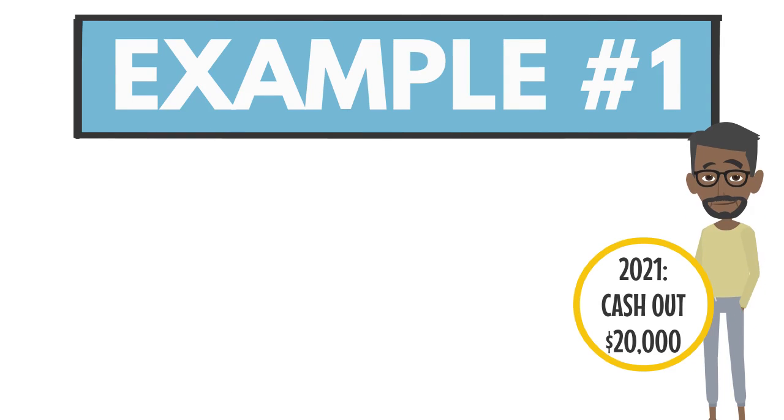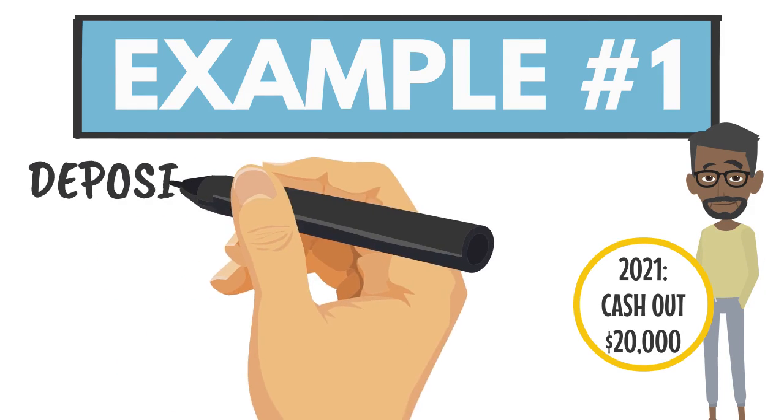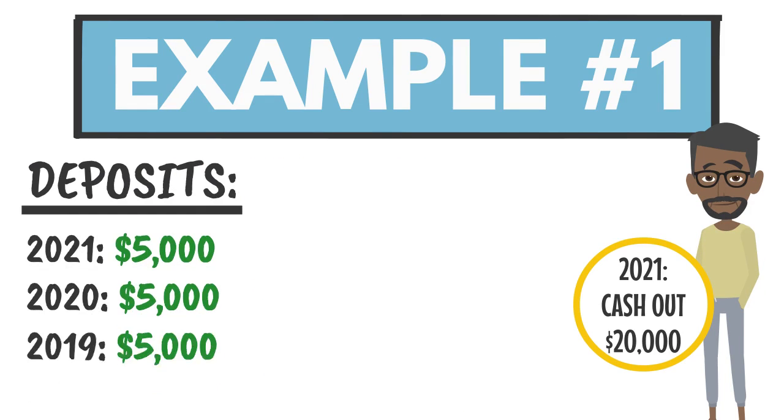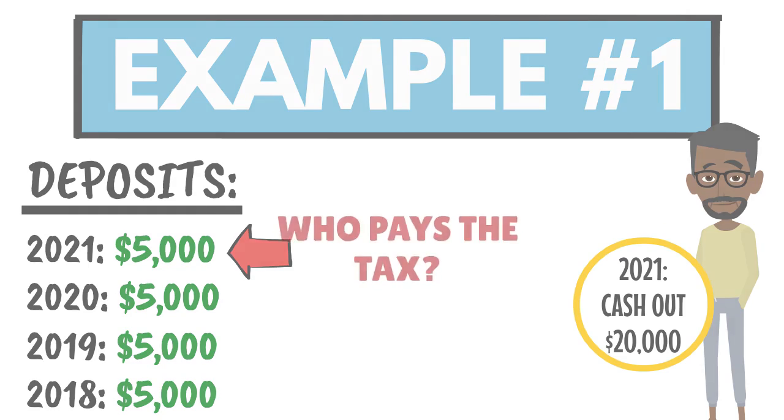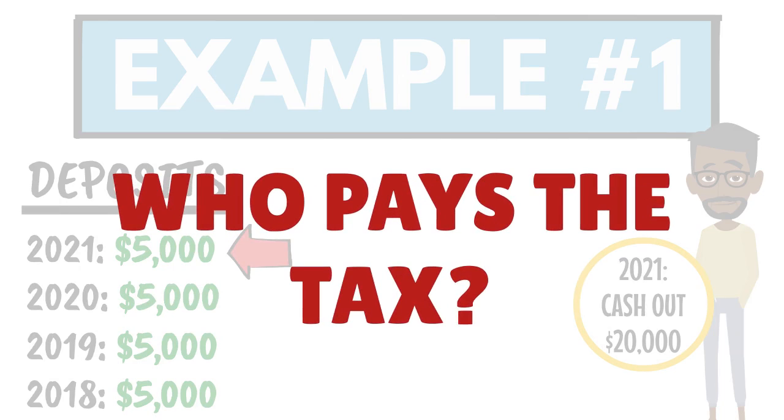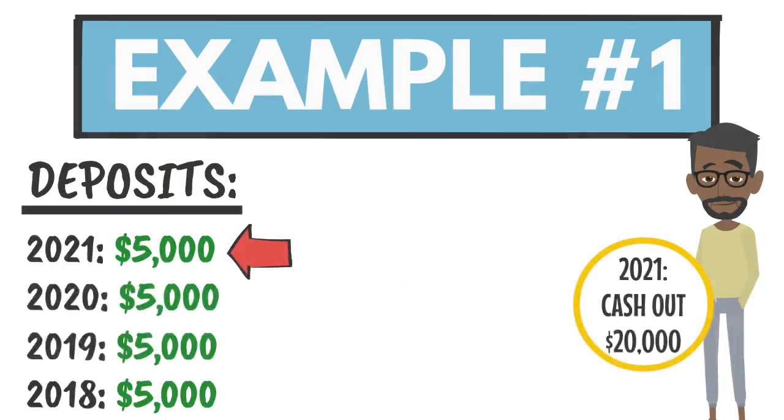The year's 2021 and you want to withdraw $20,000 from the account. Every single year you make deposits into the account worth $5,000, including the year 2021, the same year you want to take money out. So who pays tax on that $20,000 then?